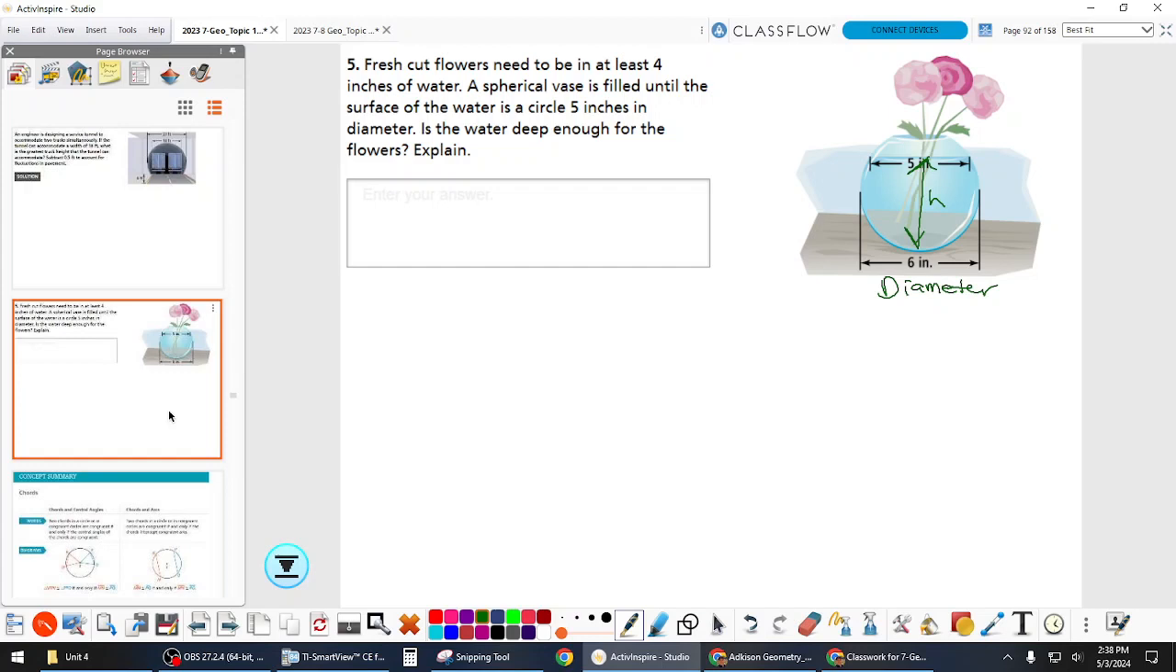So I would redraw this as just the cross section of this vase. And we have a chord that's 5. It's inches in this case, 5 inches. We know our diameter is 6. Kind of hard to show that without getting in the way of our picture. Okay, and then overall, we're trying to find this height.